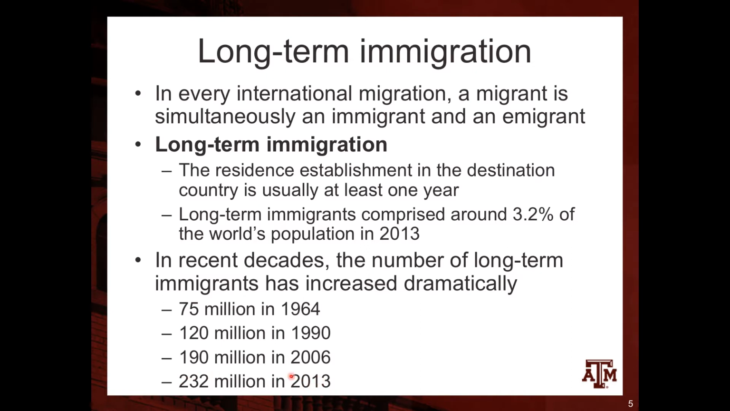And one of the reasons that long-term immigrants increased dramatically between 2006 and 2013 is exactly the Syrian Civil War, which started in 2011, and a lot of Syrians started to move to neighboring countries such as Turkey, Lebanon, Jordan, and North Iraq. So then you have a real increase in the number of long-term immigrants.